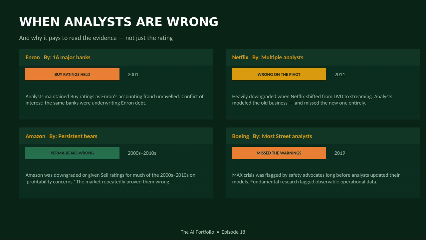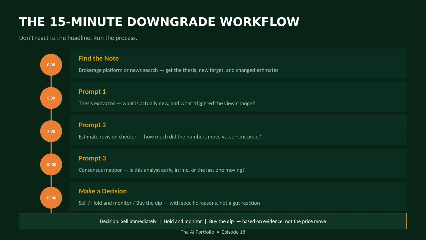Those are your 3 prompts: thesis extraction, estimate revision, and consensus mapping. Together they take a headline downgrade, which looks like bad news, and turn it into a set of specific, testable questions. Is the concern fundamental or interpretive? How much did the numbers actually change? And is this analyst early, late, or right on time?